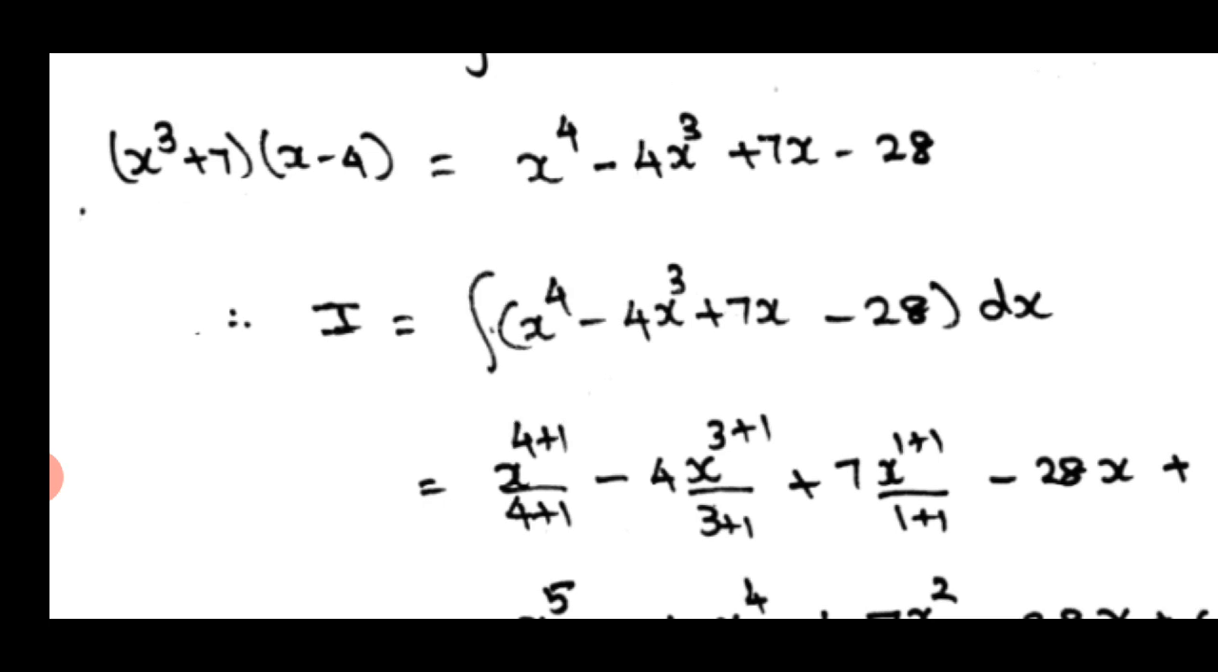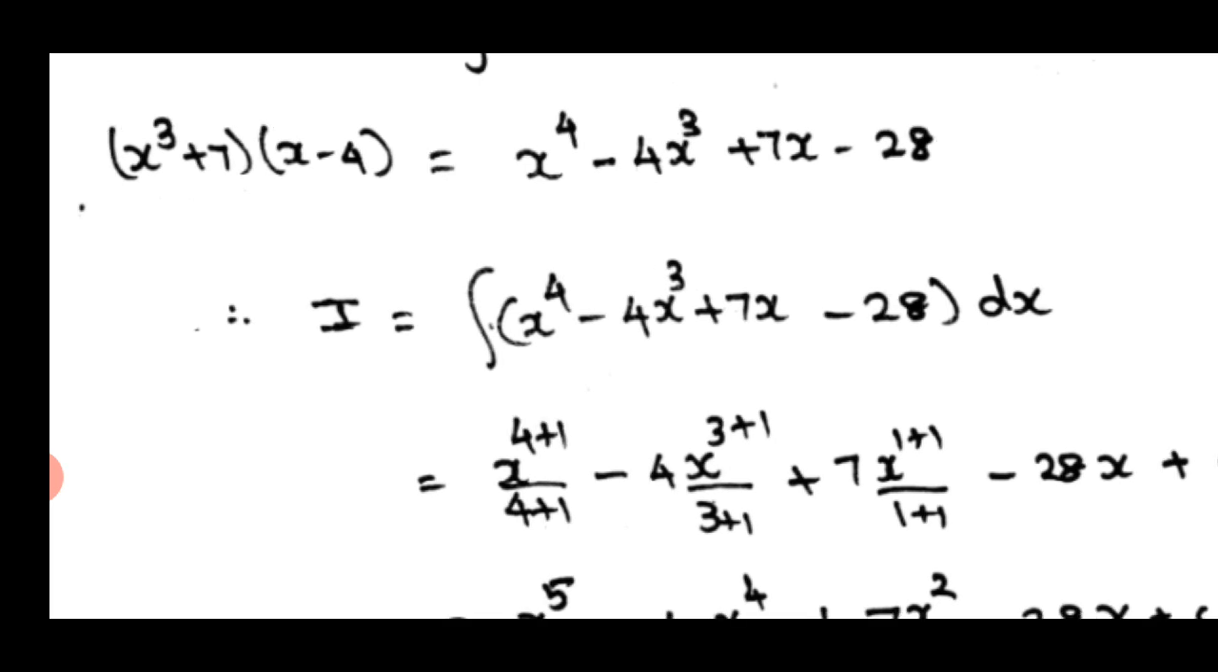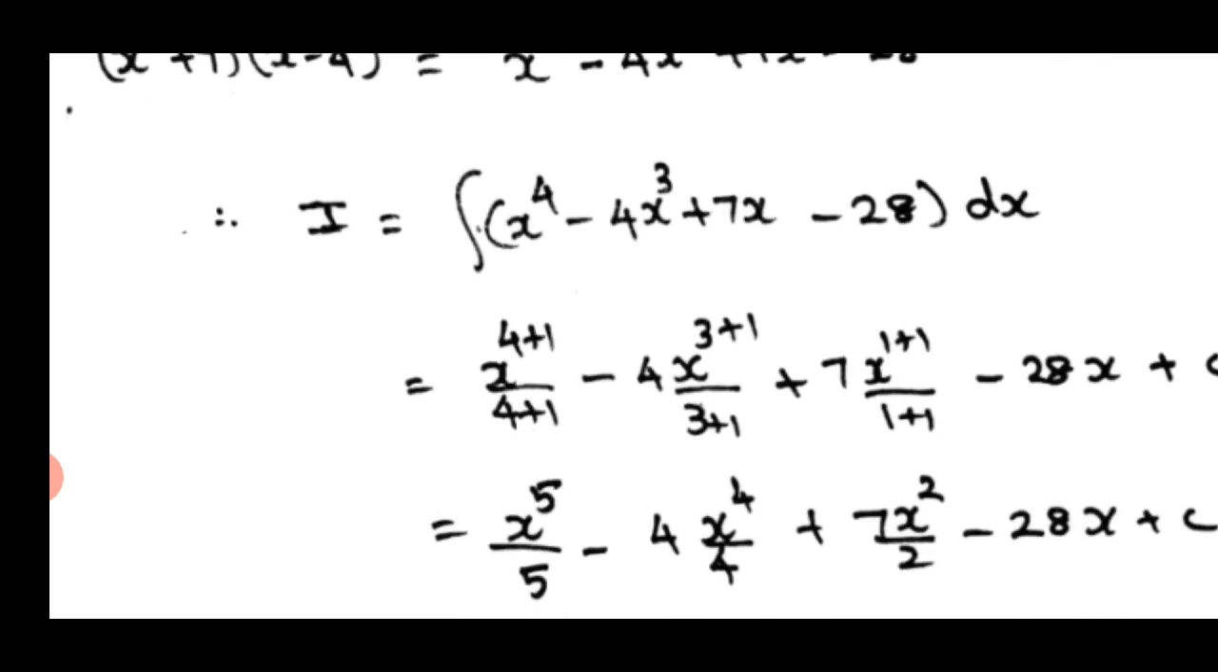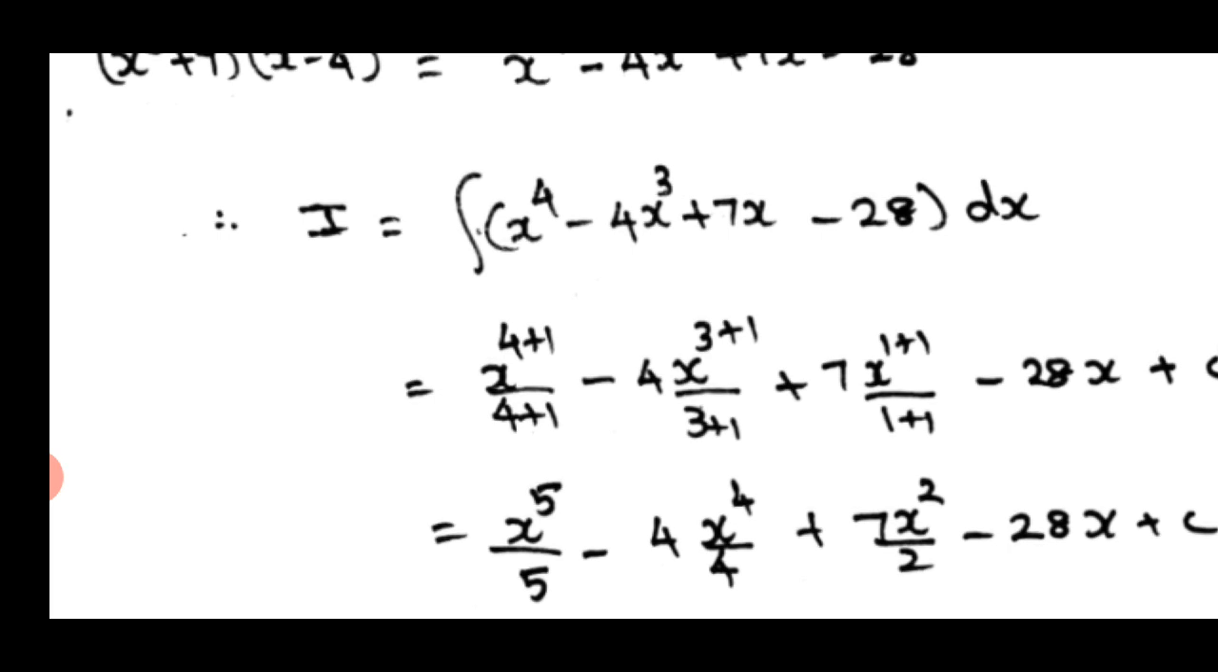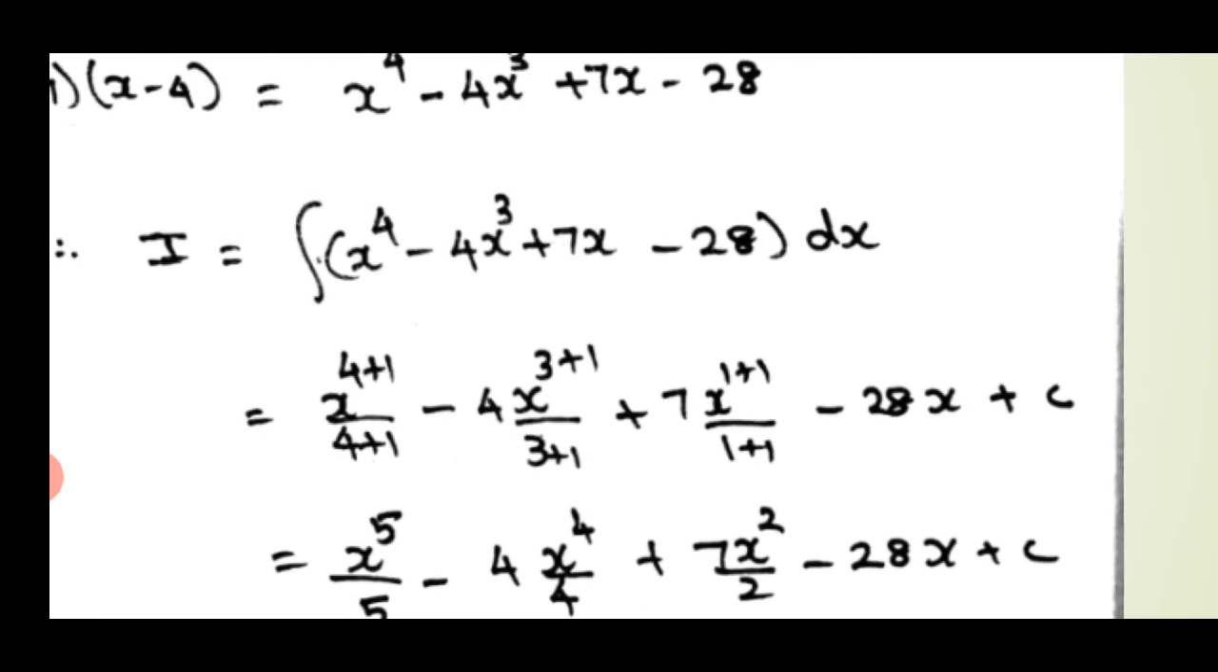Okay, the second term. Before the x power 3 term, we have the constant minus 4. Let it be. Minus 4 into x cube, when you integrate, you get x power 3 plus 1 by 3 plus 1. The same formula. Next, 7x I am going to integrate. So keep 7. x means the power is 1. So 7 into x power 1 plus 1 by 1 plus 1, minus 28.